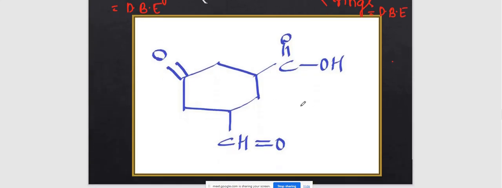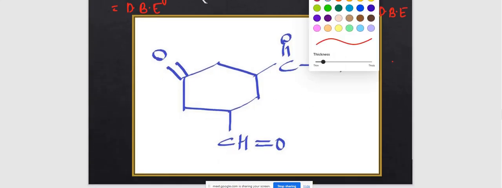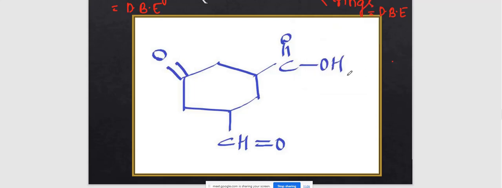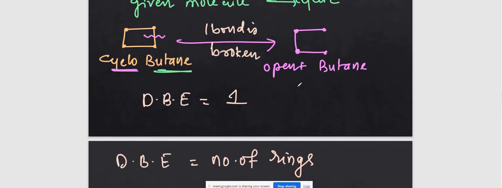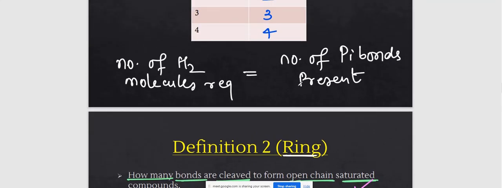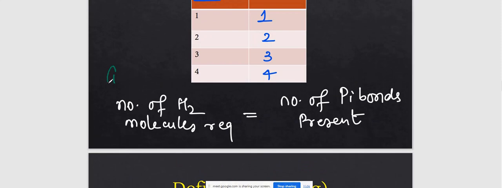Now, can you tell me the double bond equivalent value here? 1. What is the formula for double bond equivalent? How do we find it? We have to break the pi bonds and make them saturated, and we have to make this closed type into an open type. Okay, fine. So read this first point.